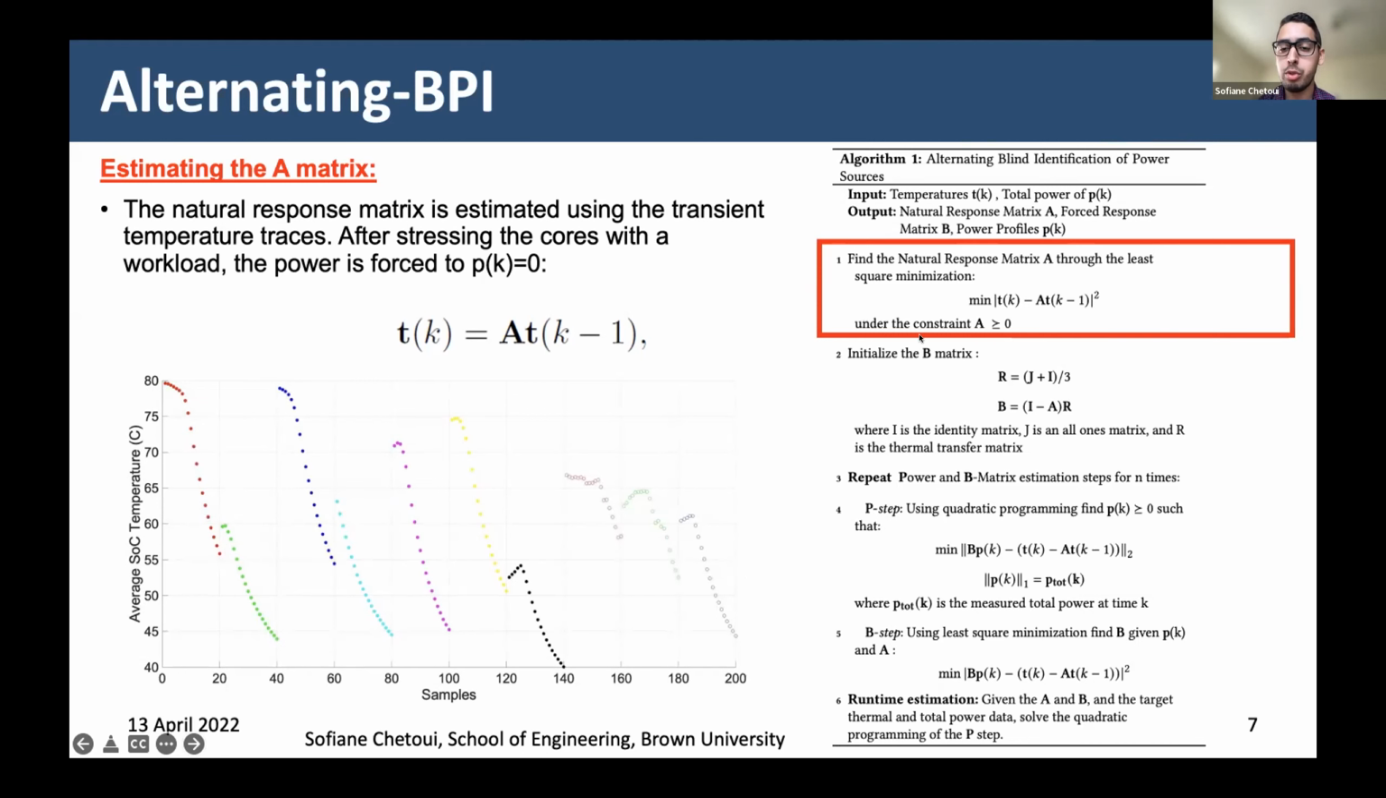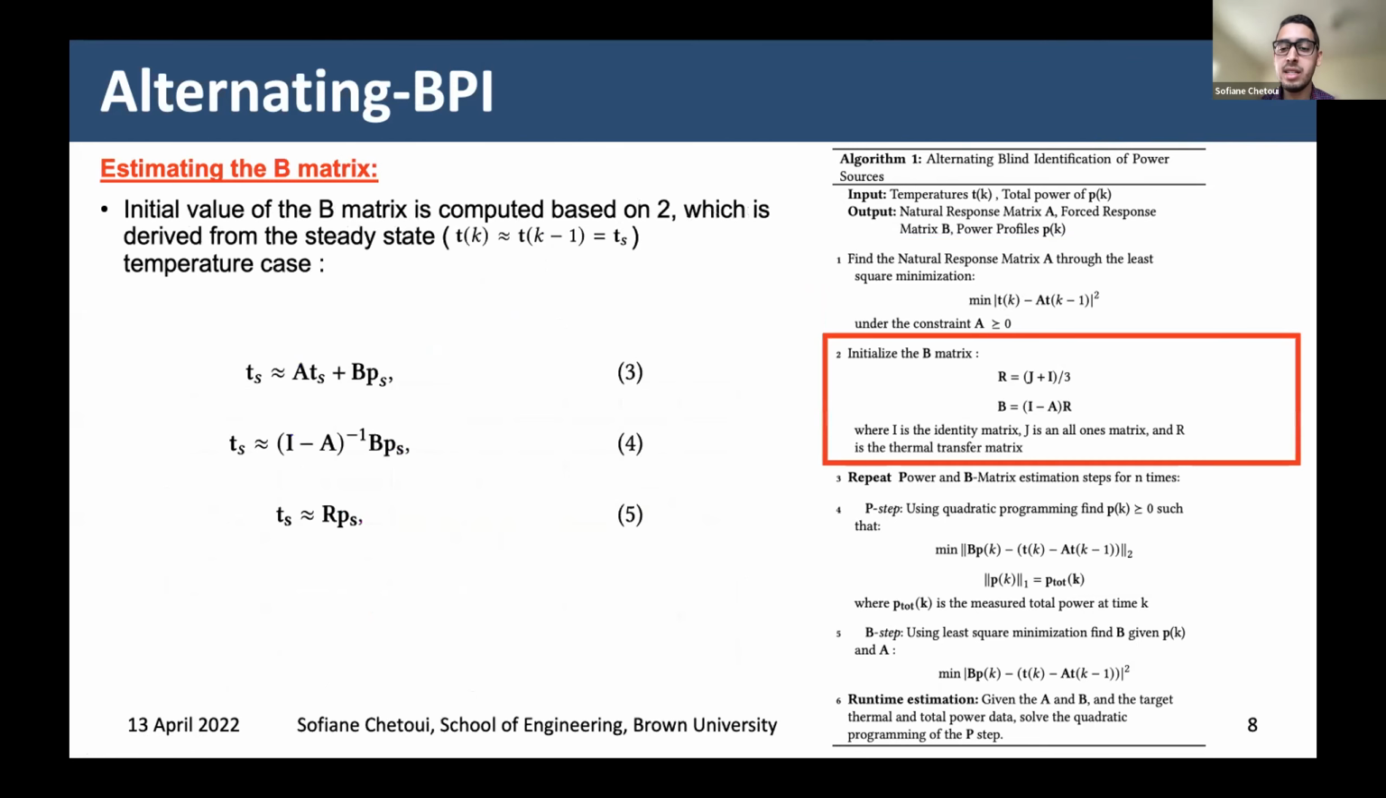On the right side, I'm showing the algorithm for the alternating BPI. To estimate the A matrix, we use a least square minimization, where we try to minimize this term under the constraint that the values of A should be positive because it represents thermal conductance. And then after estimating the A matrix, we try to estimate the B matrix, which is the hardest to estimate. So we start by making an initial guess about the B matrix. And then in the next slides, I'm going to show you that we alternate between two steps, the P step and the B step, to make a better estimation of the B matrix.